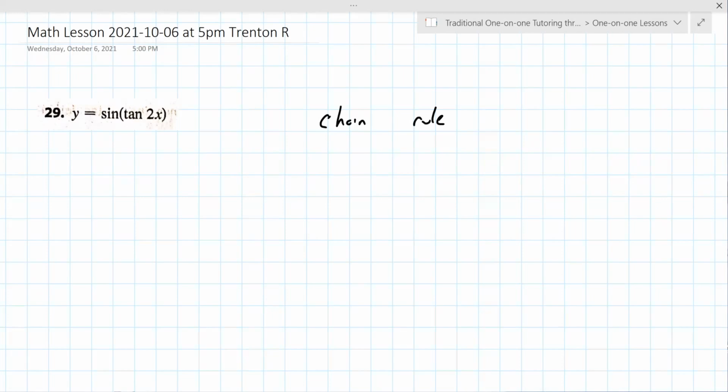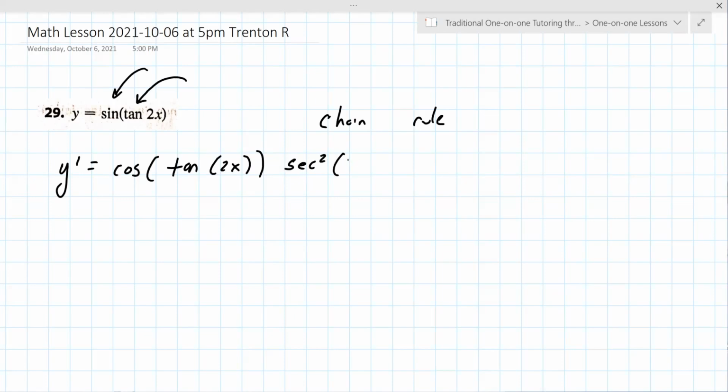Okay, so the shortcut here is to recognize what the outside function is. The outside function is sine. The derivative of sine is cosine, and you keep the inside function. The next most inside function is tangent. The derivative of tangent is secant squared, and you keep the inside function until you get to the innermost function. The derivative of 2x is 2, and this is considered complete.